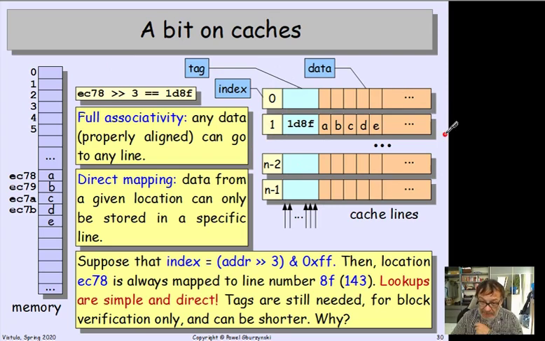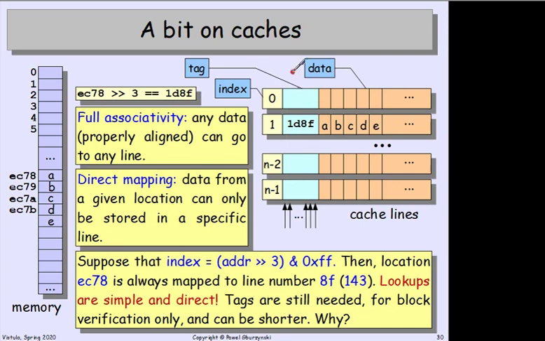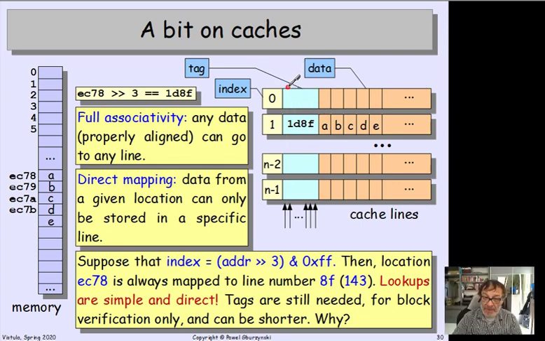And then we would need some way to identify which block is present in which line. So we can assume that there is a field which we call the tag, and this field contains the number of the block that is present in the cache at the moment. We may need a special value in this tag field to indicate that the line does not contain a valid block of data at all. And the need for such a special value will become clear in a while.